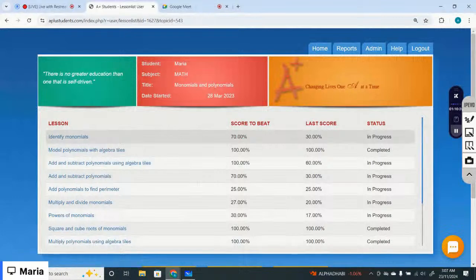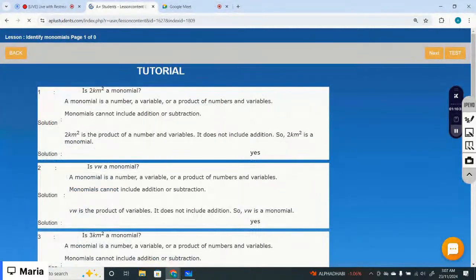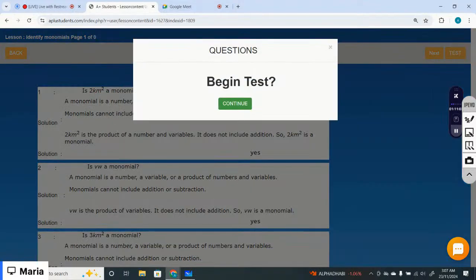Let's just start with the lesson that is identify monomials. Is 2km square a monomial? So a monomial is one that cannot include any addition or subtraction sign. So yes, 2km square is a monomial because it is not related with any addition or subtraction sign. Let's just start with the test questions.